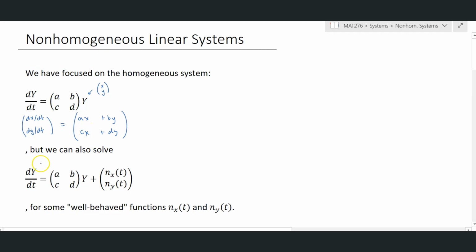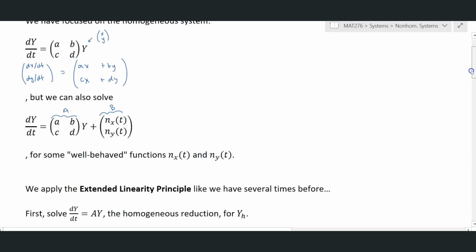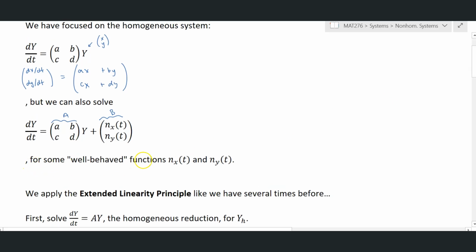Now let's extend this a little bit, and let's suppose that not only do we have the y component, remember this matrix is what we call A, but we also have this other vector here that contains some functions of time. I've labeled those, and these aren't anything formal, just to stand for non-homogeneous, n: n sub x of t and n sub y of t. So these are some functions, and we're going to refer to this matrix as B. It's technically a vector, but we'll use a capital matrix letter for it, for some well-behaved functions, n sub x and n sub y.